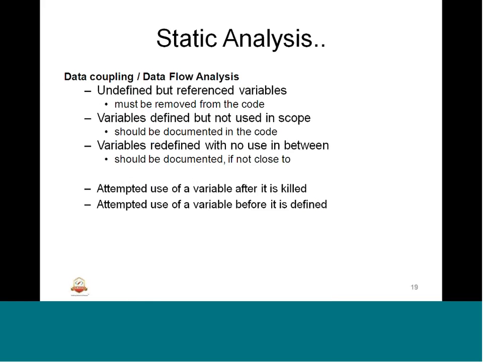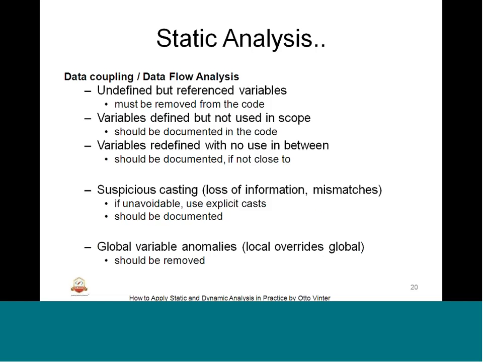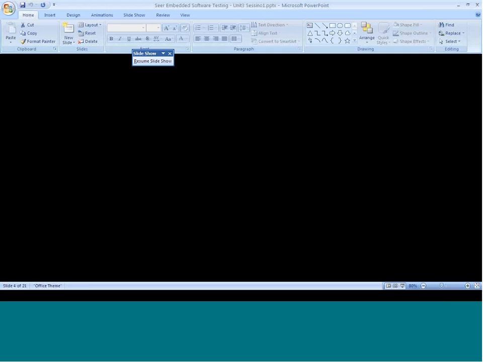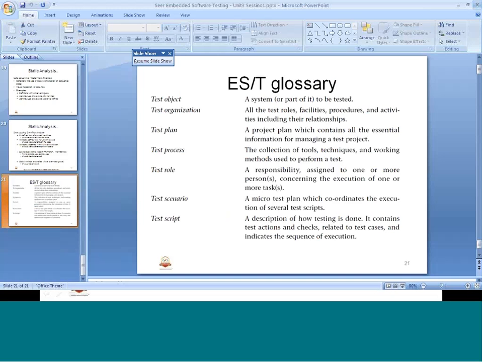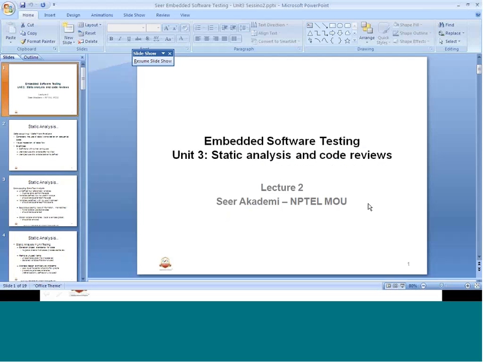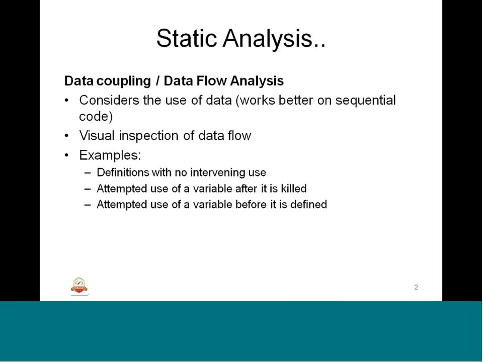And static analysis we will continue today. We know that in control coupling, the flow of the program is controlled and the independent or dependent execution paths are analyzed. So in data coupling, basically it depends on the objects or the data that is being used entirely in the software program.